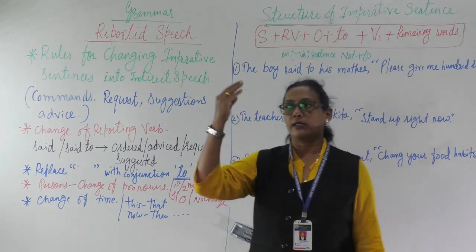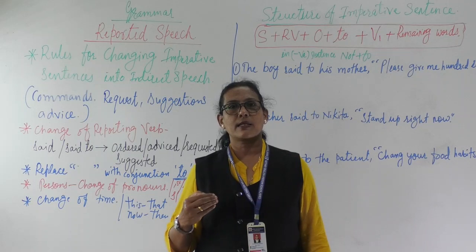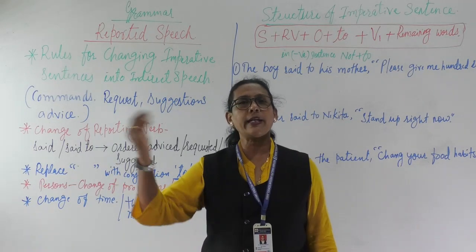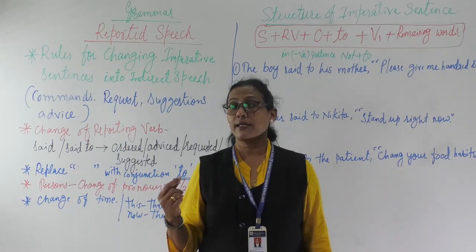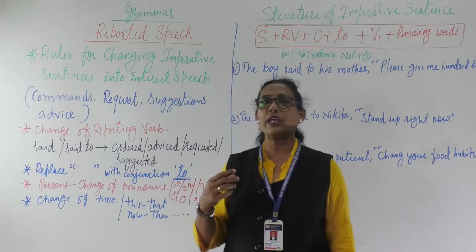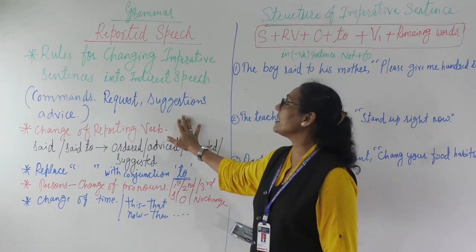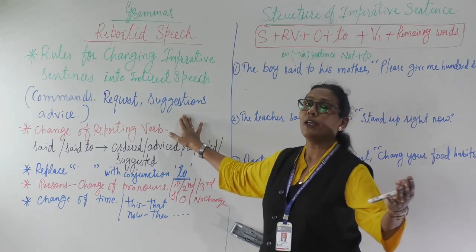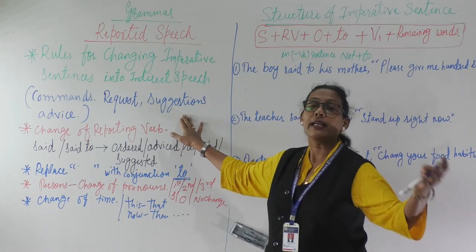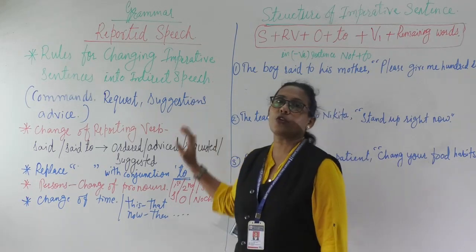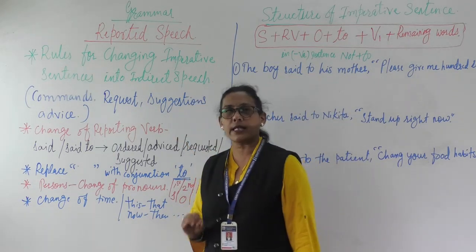If I am saying, stand up from your place, go there, go and get me a glass of water. In this way, please, can you give me water? When you say that, that is a request. Please give me one glass of water. Can I borrow your pen, please? When you say this, that is called an imperative sentence.